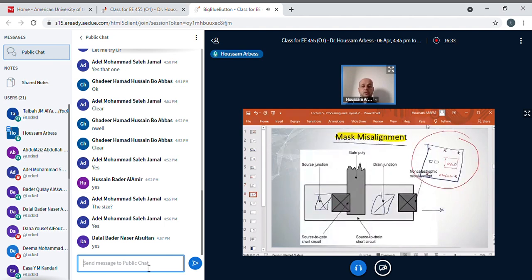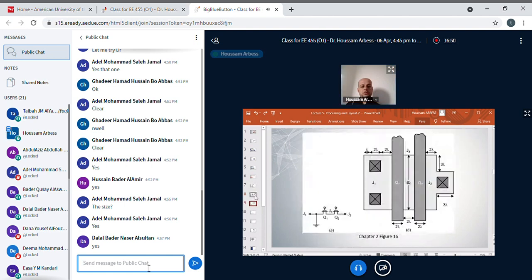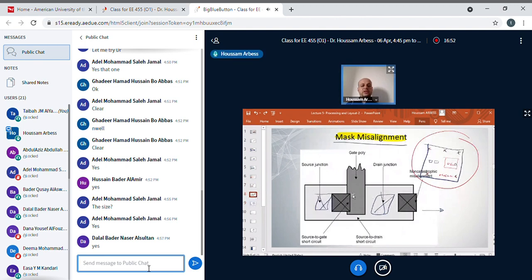And also, we should have the polysilicon here. It's also shifted a little bit to the top. So here we have two mask misalignments: one is for the polysilicon and the second is for the contact. Correct?